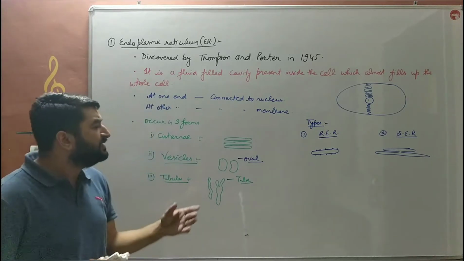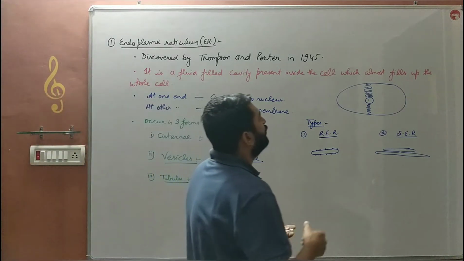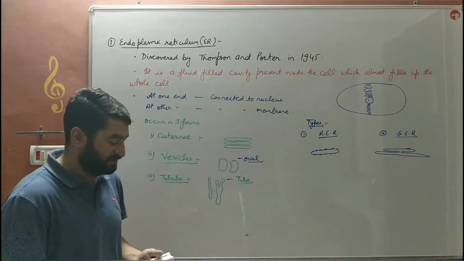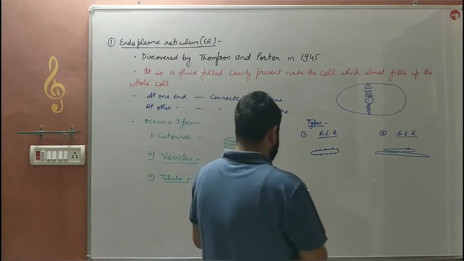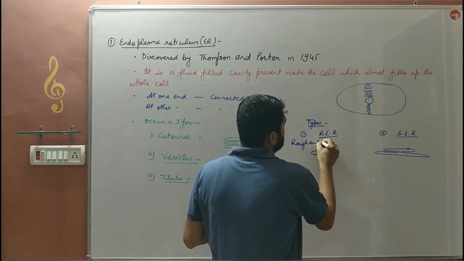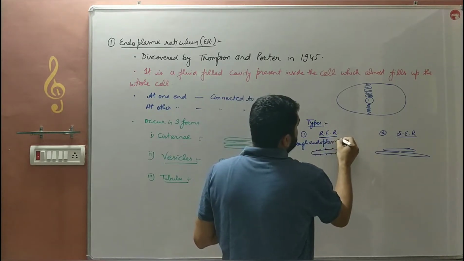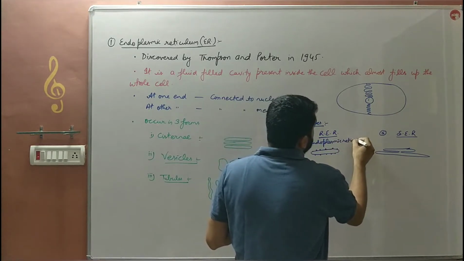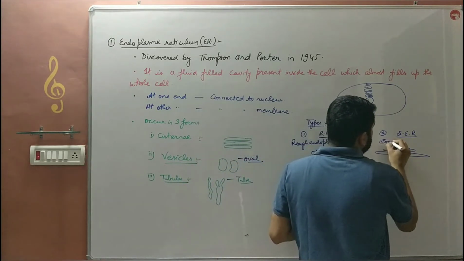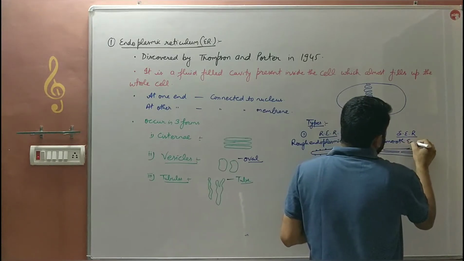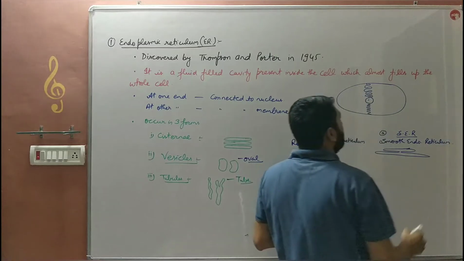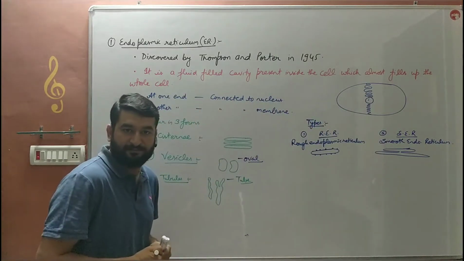Then, these endoplasmic reticulum are of two types as of their appearance and their functions. The first one is rough endoplasmic reticulum. Why is it referred to as rough? Because its surface appears rough. And the other one is smooth endoplasmic reticulum. Why? Its surface appears smooth.